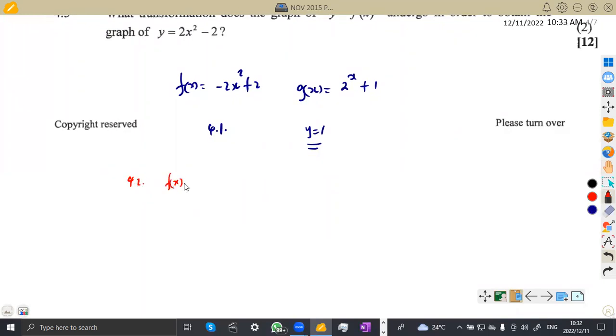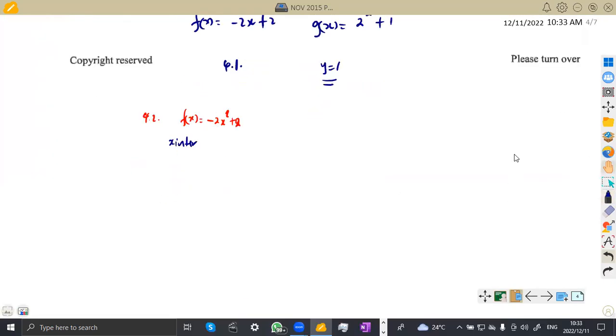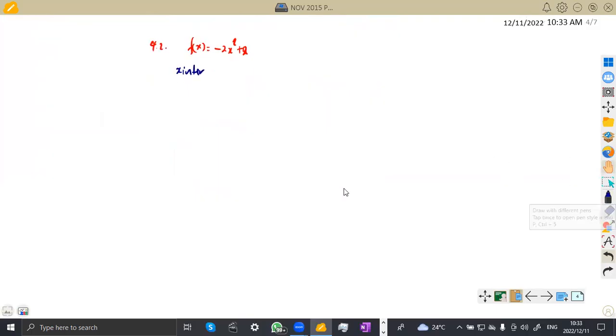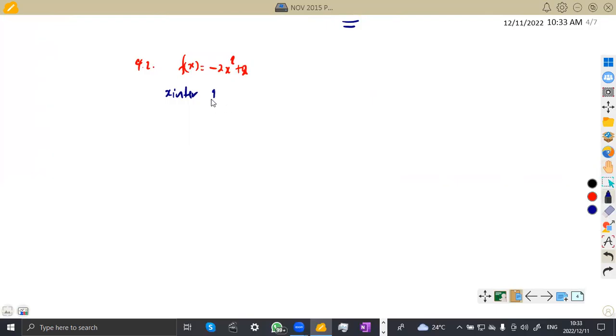On f of x, we are going to need the x-intercept and the y-intercept. Okay, so for the x-intercept, we know that y is equal to 0. So if y is equal to 0, then we are going to have 0 is equal to minus 2x squared plus 2. So you can solve this. 2x squared to this side, that's positive. 2x squared is equal to 2.